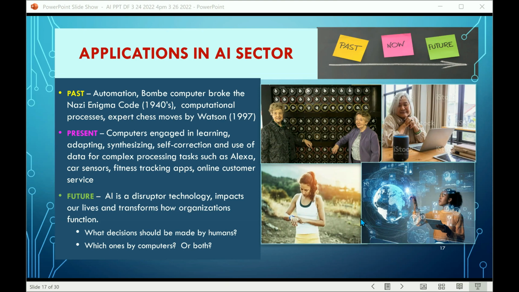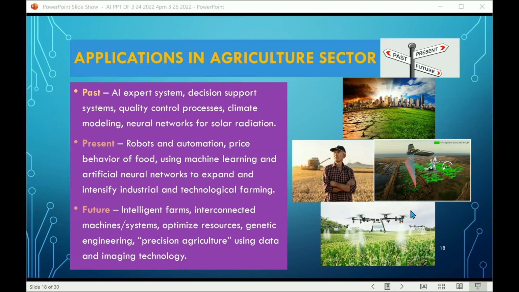So future, AI is a disruptor technology, impacts our lives and transforms how organizations function. What decisions should be made by humans? Which ones by computers? And which ones for both? That's a big area to talk about right there. Okay, now applications in agriculture sector.